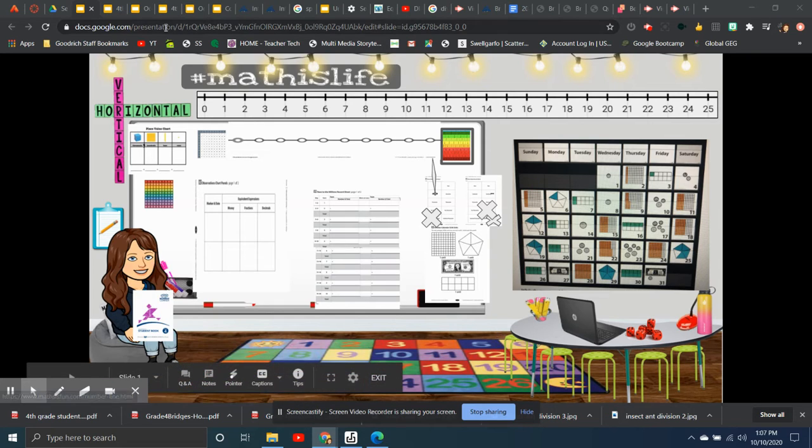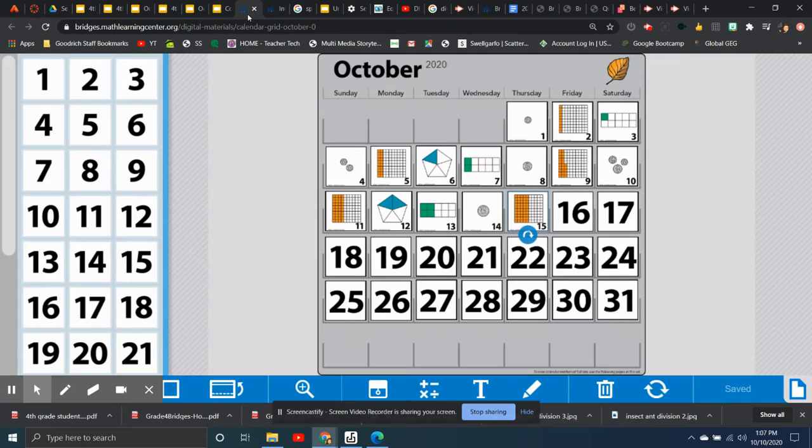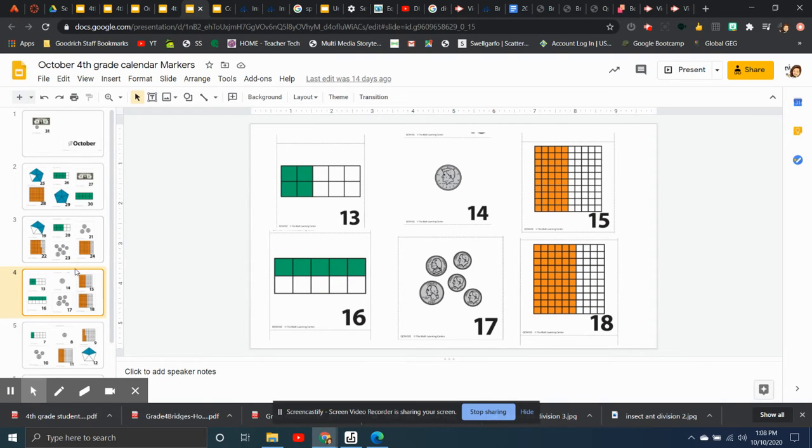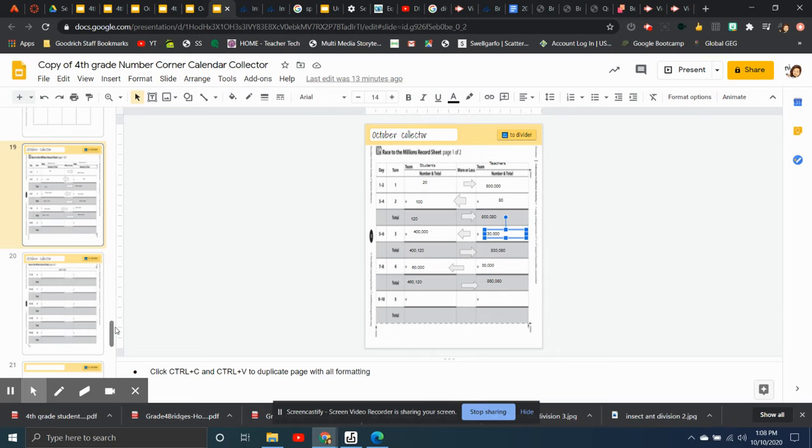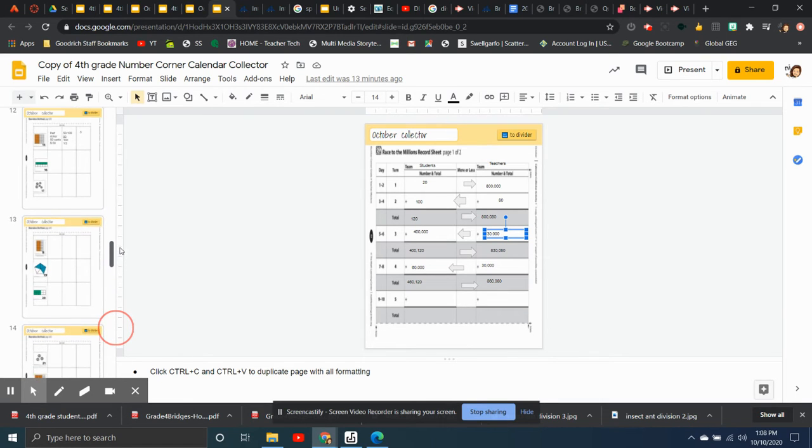Today is Friday. Look at our pattern. What do you think it's going to be? Well, can we split this in half? No, but can we do this in half? Let's see. Yep. So it's a 10 frame in half. Today is the 16th, half of it. All right. There we go.